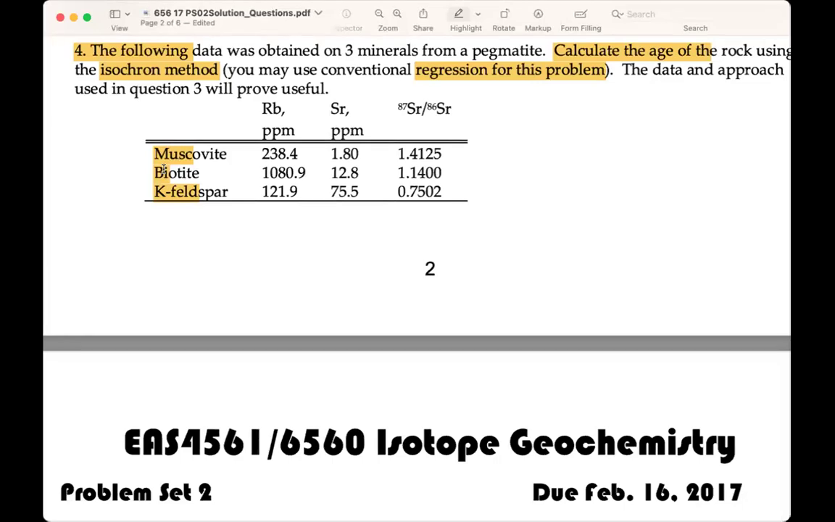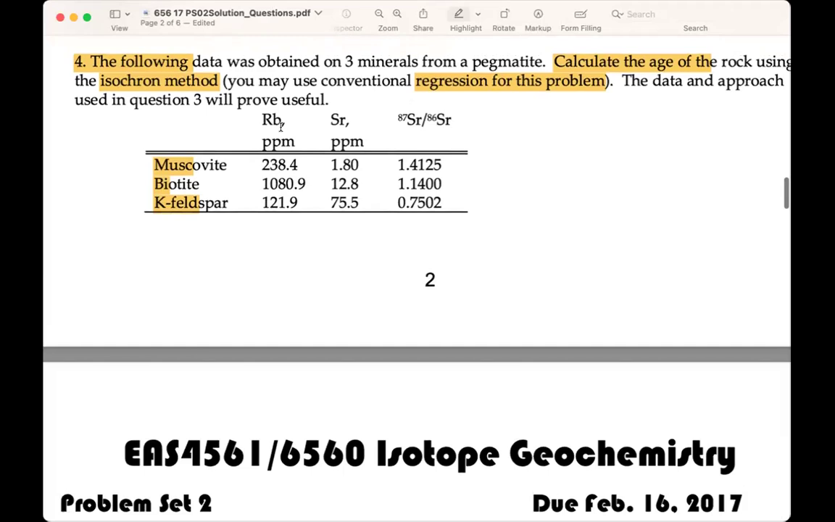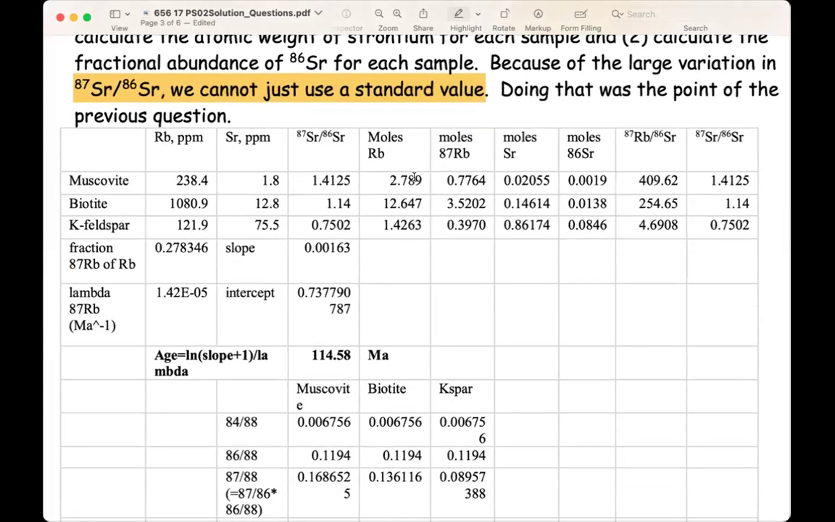So using standard values, there are some standard values for different reservoirs. For example, if this is derived from the continental crust, you can use the parent daughter ratio of continental crust as an approximate value since you are not given that. But it's better to calculate because you are given the very high precision ppm values for rubidium and strontium, so you can just simply calculate it. Okay, right. So how can you do that?